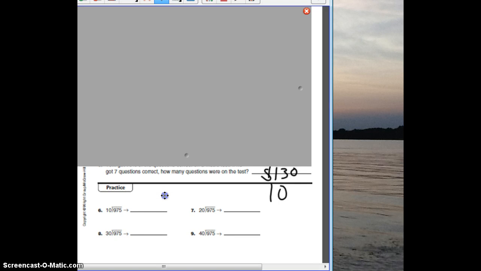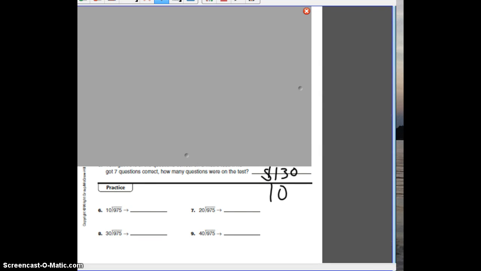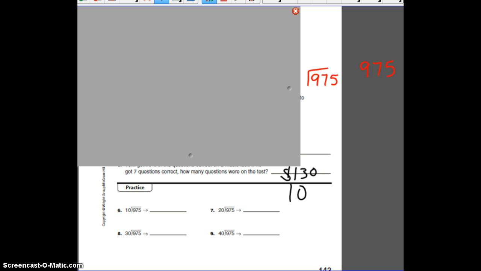I'm going to change my colors up. Hopefully you'll be able to see what I'm doing. If I can move this over a little bit. I know I'm writing on gray. I hope it shows up for you at home. I haven't checked. 975. Boy, that is awfully hard to see. See if I can find a little room over here. 975, much better. And I'm going to divide it by 10.